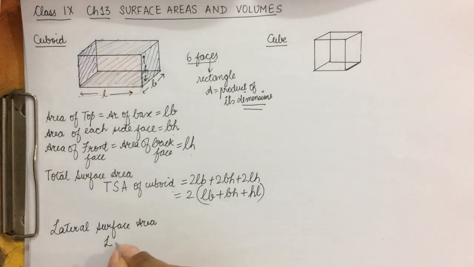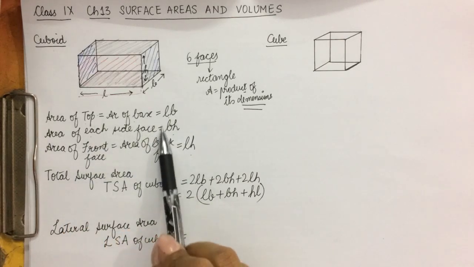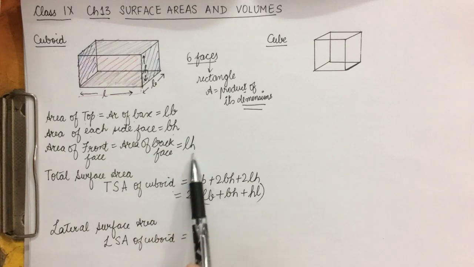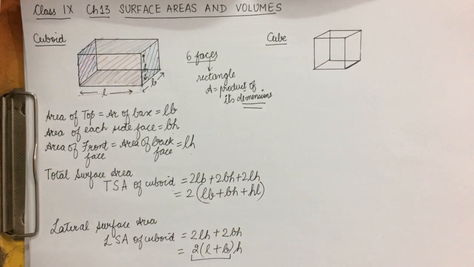So the lateral surface area, acronym used is LSA, of a cuboid is given by the area of the side faces. We will not be taking the area of top and base. We will be taking the area of the side faces, the two side faces, and the front and the back. So this will be given by 2 times LH, the area for front and back, plus 2 times the area of the side faces. So from here I can take 2 and H common. So 2 times L plus B, H common. This actually is the perimeter of the base.